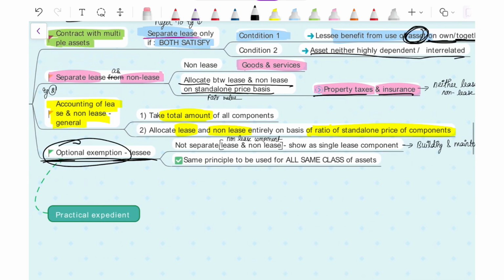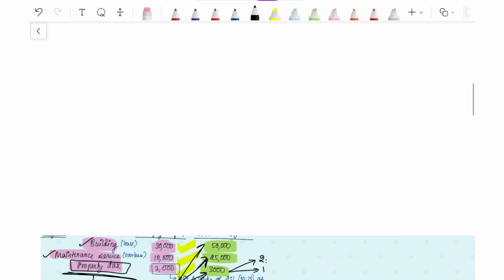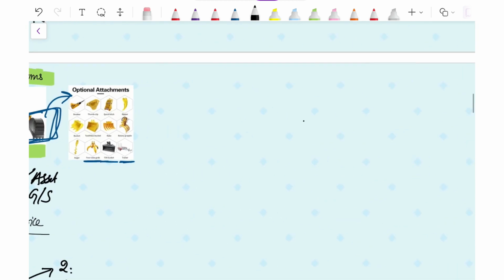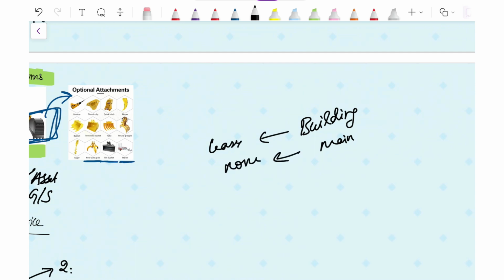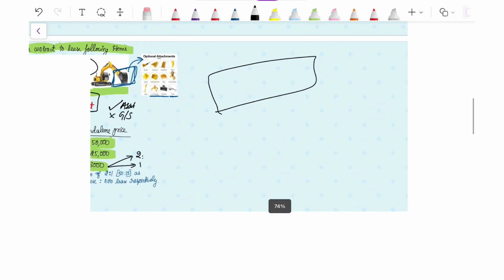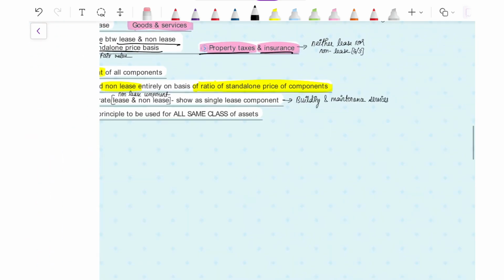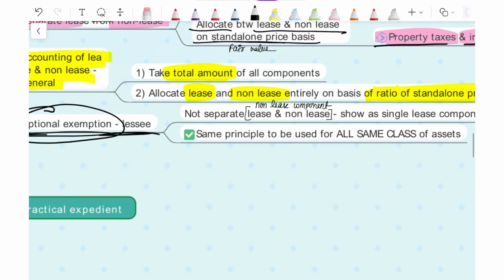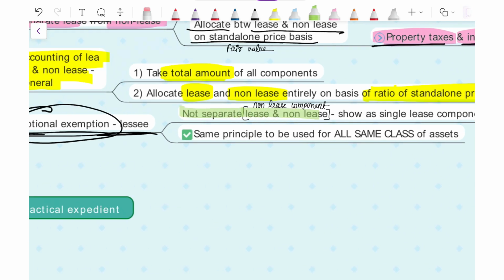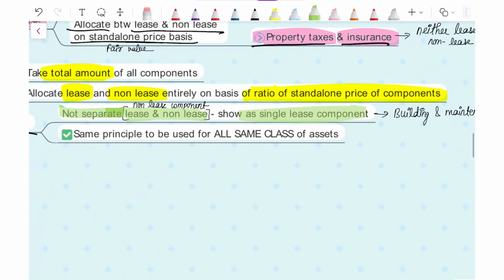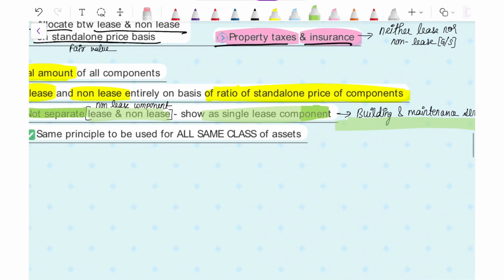What this optional exemption says is that suppose there is a lease which you are taking, where you have a building on lease and along with that there is a maintenance contract. That means there is a lease component in the contract and then there is a non-lease component in the contract. If the lessee wishes, it is at the option of the lessee that he can club this lease and non-lease component into one and show it as a single lease component. So the lessee has the option to not separate the lease and the non-lease component and show it as a single lease component. Example, building and the maintenance services.